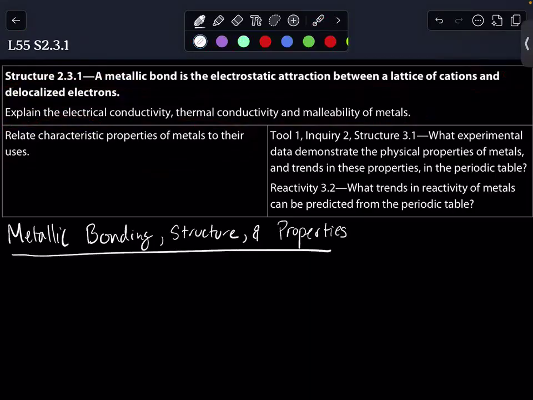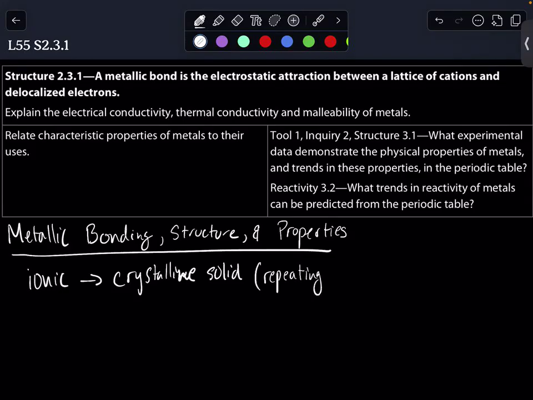So metallic bonding is actually very similar to our other bonding. So in ionic, we get these things called crystalline solids, which is that ordered structure of repeating lattice of cations and anions. So the positive and negatives of the ionic compound.